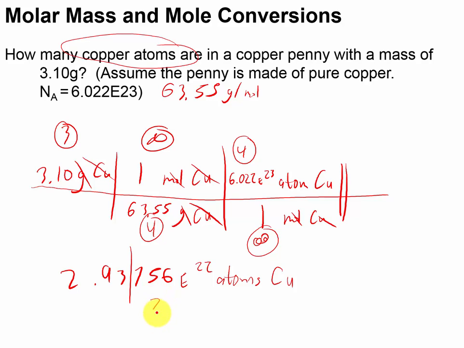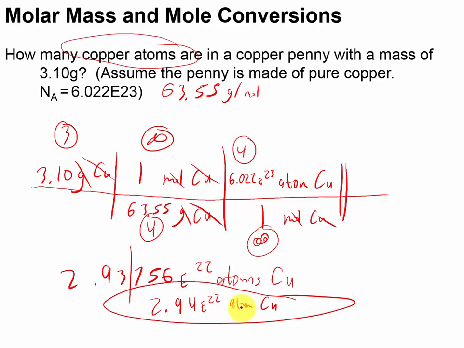So my final answer should be 2.9. Notice that this next number is higher than 5 and has digits after it anyway, so we round up. So 2.94 times 10 to the 22 atoms of copper. That would be my final answer. Correct sig figs, unit, chemical species, and value.